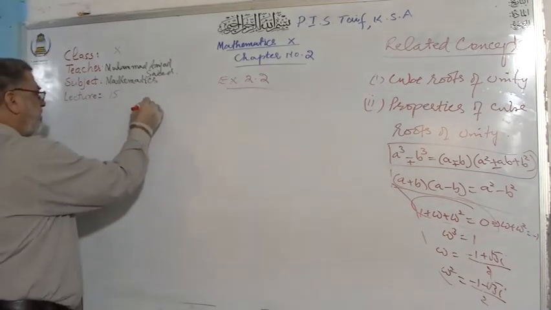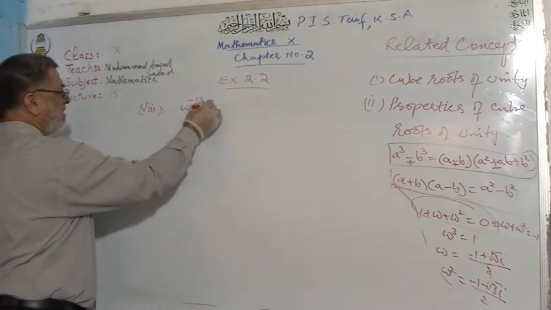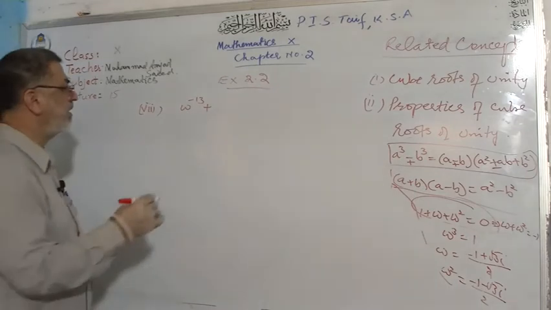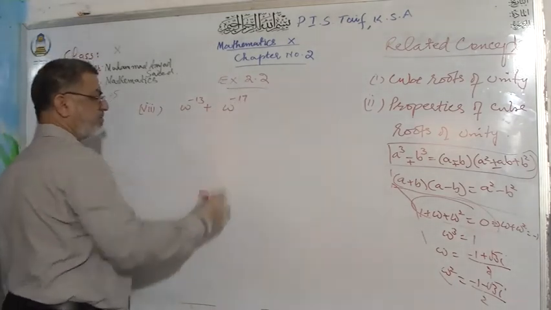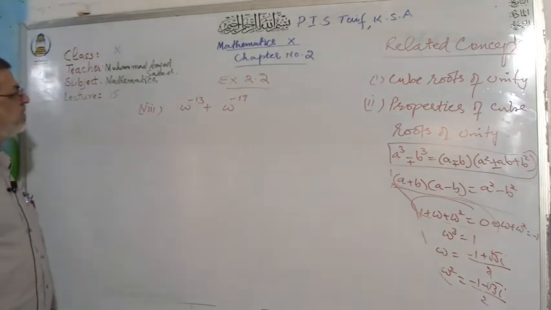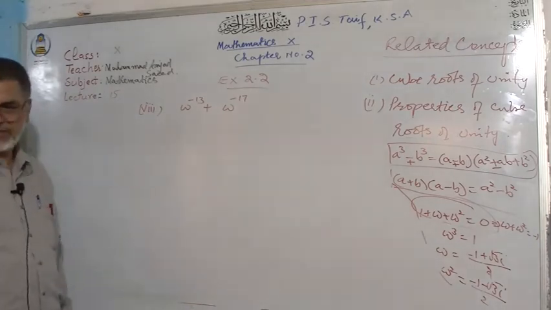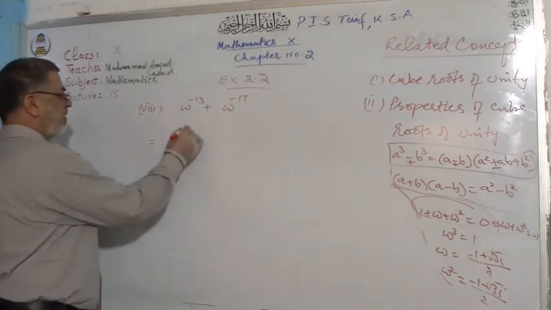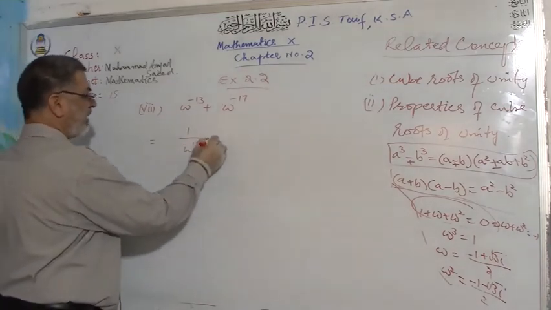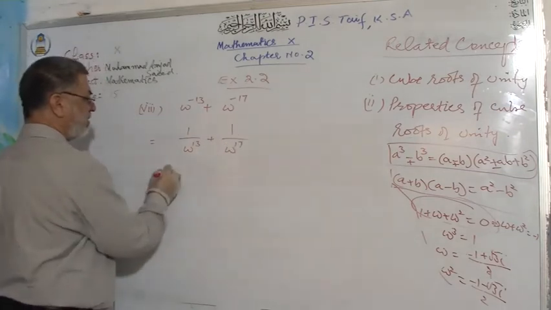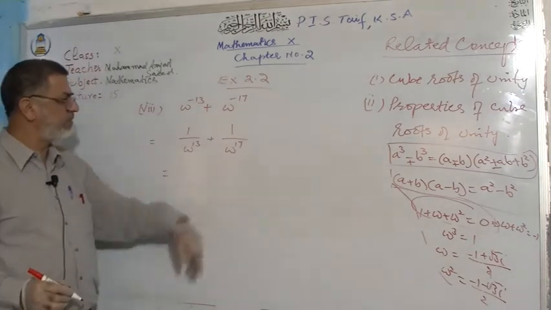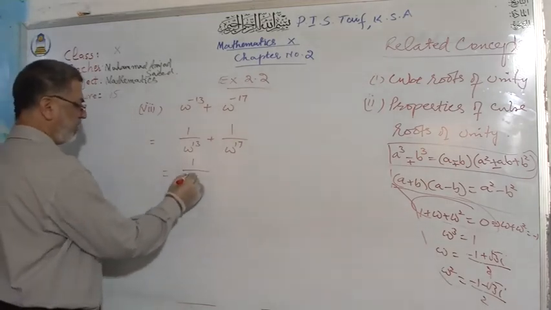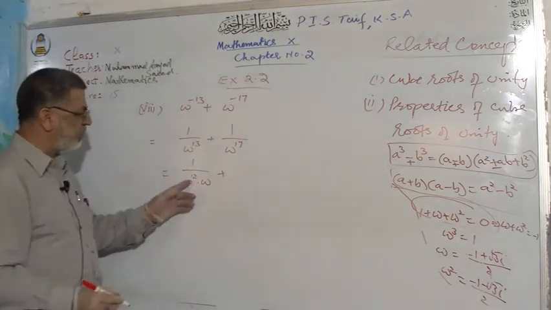Part number 8, omega minus 13 and omega minus 17. We have to simplify it by the same rule, same method that we are doing. That can be written 1 over omega 13 with positive sign. Here also you bring it down with positive sign. And you know what about omega cube? You can write down omega 12 into omega.